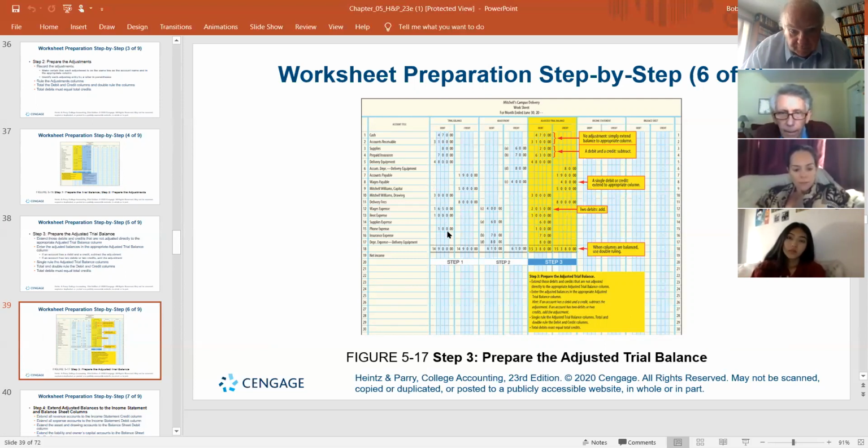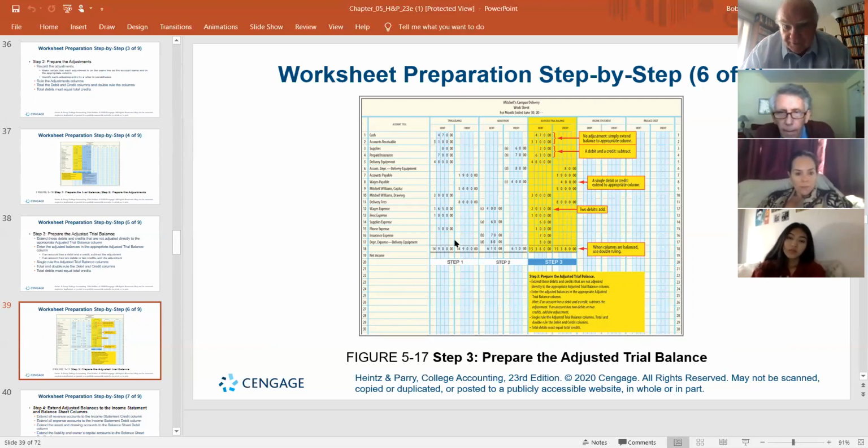Depreciation expense, where'd that go? Oh, here, depreciation expense right here. Apparently this company didn't have any equipment. They didn't own anything, so they went out and bought that piece of equipment. Where is our equipment? I can't even see it. Delivery equipment, 4,800, right?